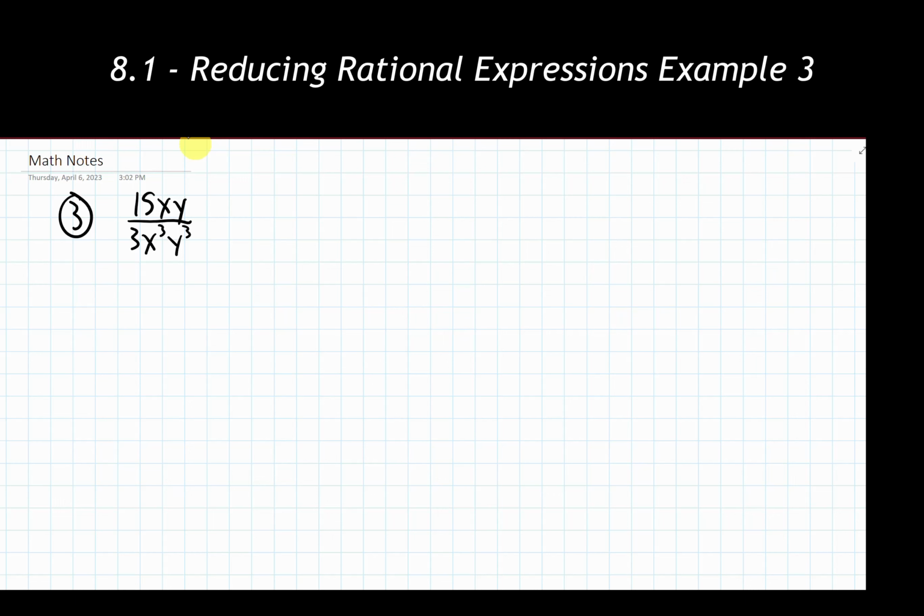So now I'm looking to see, can I cancel anything out between the numerator and the denominator spot? I'm going to look at this as numbers, then looking at x's, and then looking at y's. So piece by piece with this. Looking at my numbers, I have a 15 in the numerator spot, a 3 in the denominator spot. Both of those can be divided by 3, which means that the 15 is going to become a 5, the 3 is going to become a 1. So my new fraction is now 5xy over x cubed y cubed.